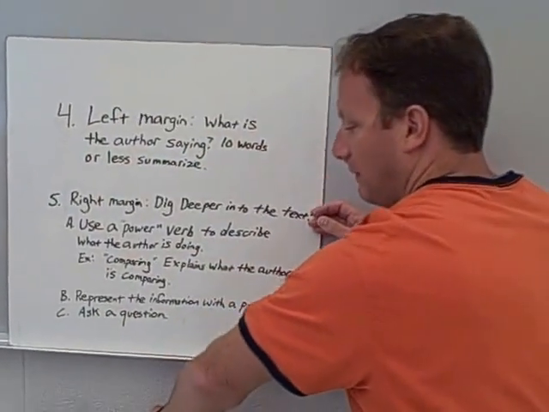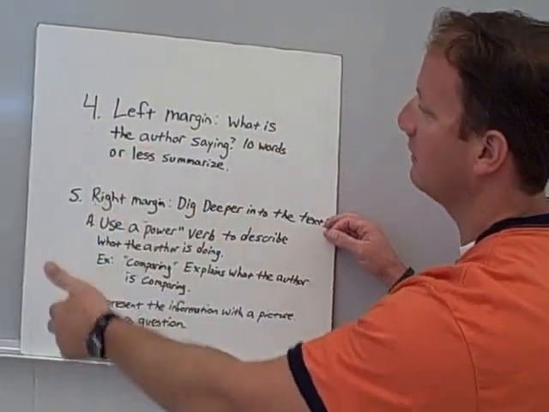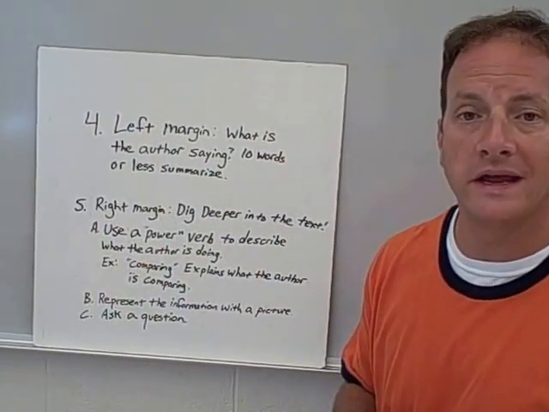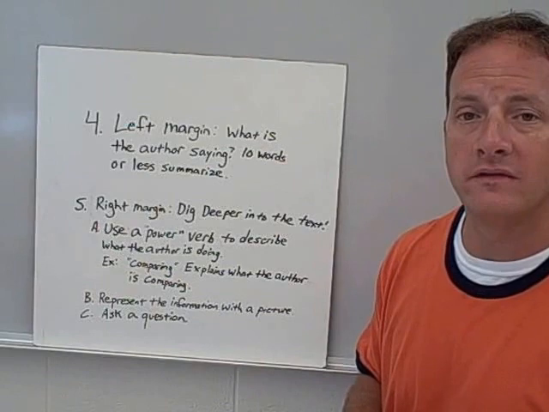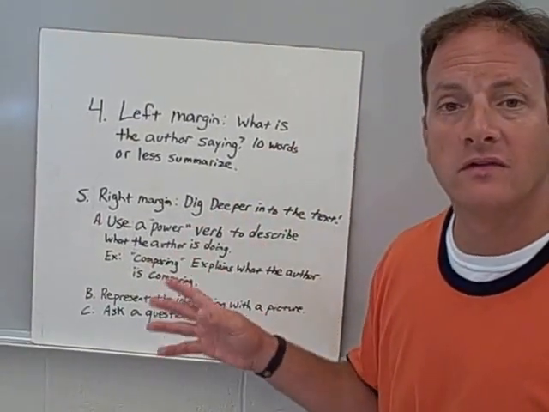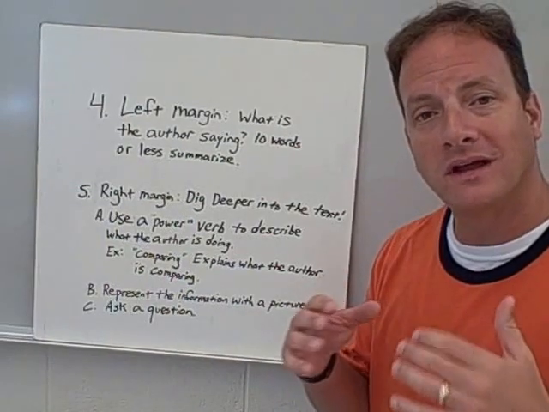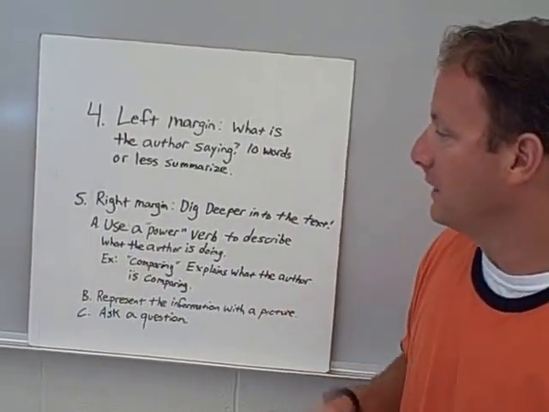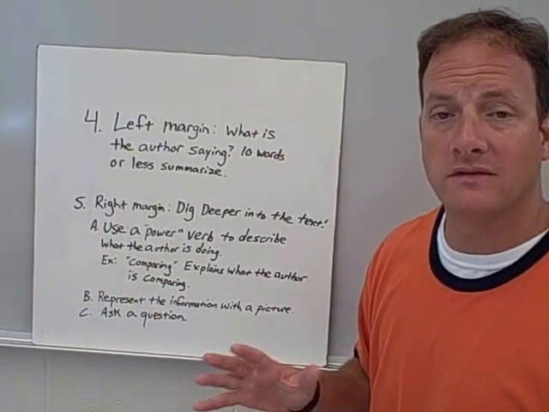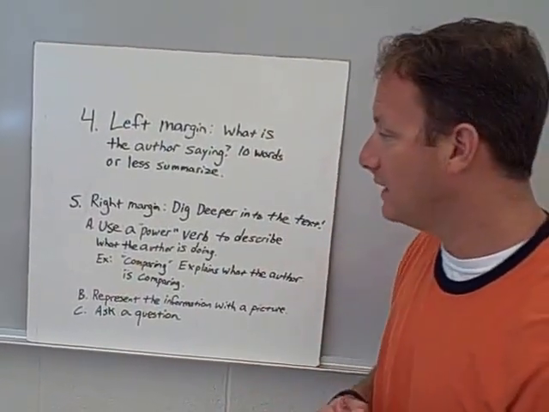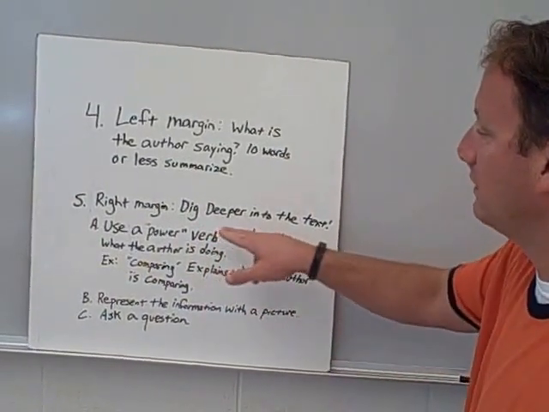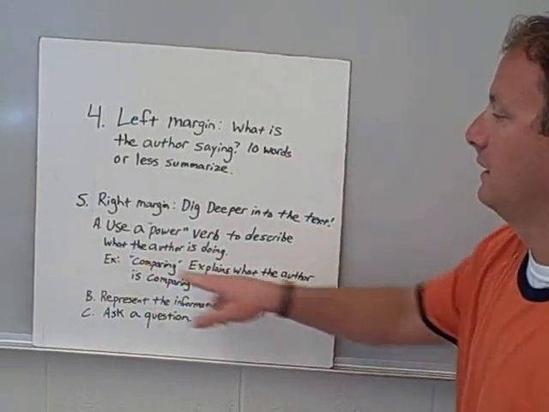Okay, and step number 4, in the left margin on our paper, we're going to ask the question, what is the author saying? So on the left margin of your paper, as you will see in just a few minutes, in 10 words or less, you will summarize what that little paragraph is about. Now, step number 5, this is the most complex step. This is one that has a lot of steps involved in it. On the right margin, this is where you're going to do the following. We are digging deeper into the text.